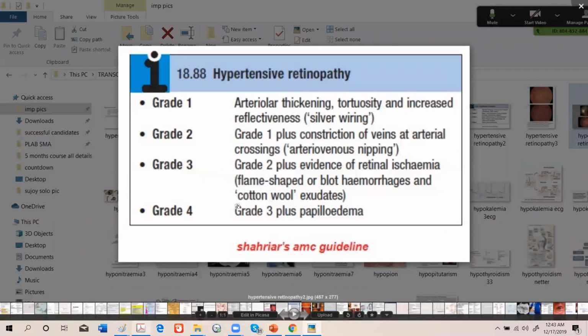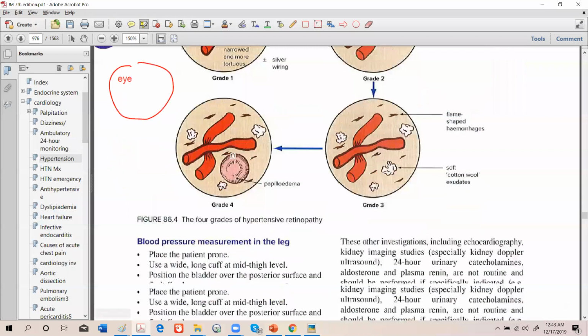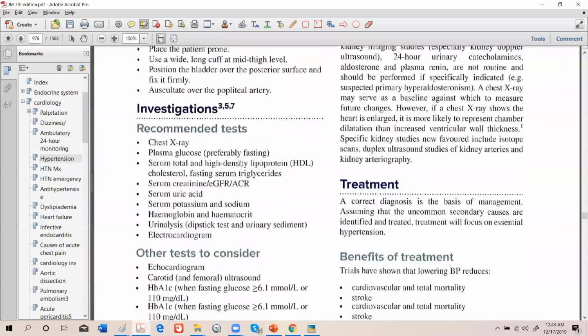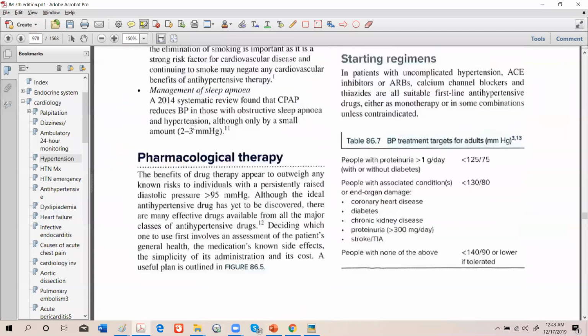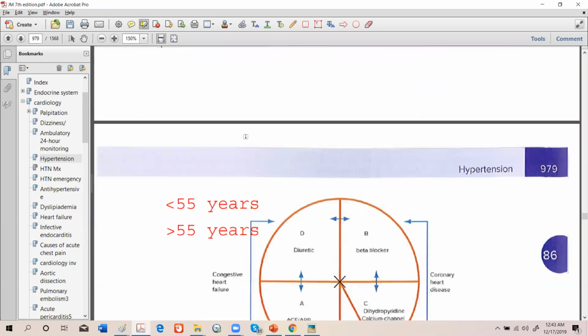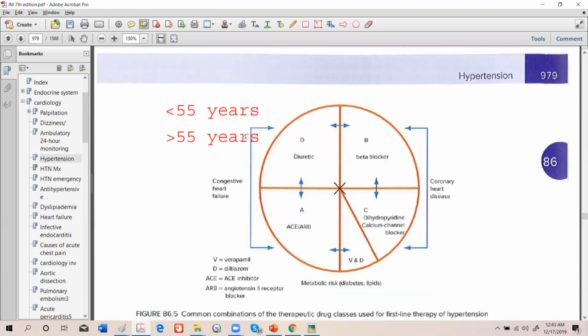Now, let's go back again. Okay, so we're going through this one. Especially we're going towards a special thing now. There's pharmacological therapy. It's 978, as you can see, guys. Okay, a very basic thing to start with, guys. I hope you are using the pen and paper.